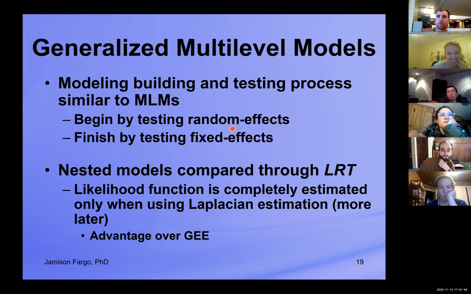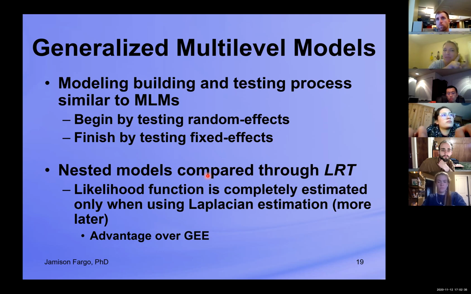In R, the syntax is going to be nearly identical. What command did we use to fit an MLM? LMER. For a generalized multilevel model, you just add a G in front. It's GLMER. The formula is the same, the data equals is the same, but we have to add family equals binomial with the link equals logit. Other than that, it's the same. We're still going to fit nested models, making them more complex, and comparing the models.